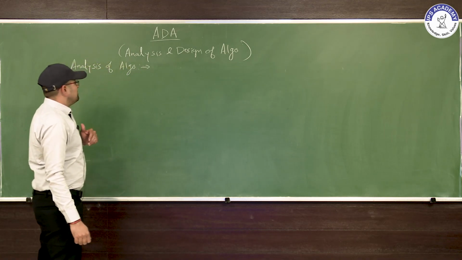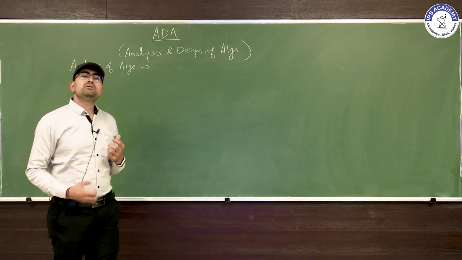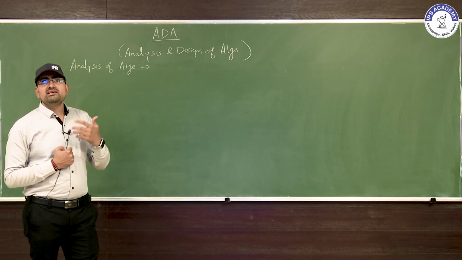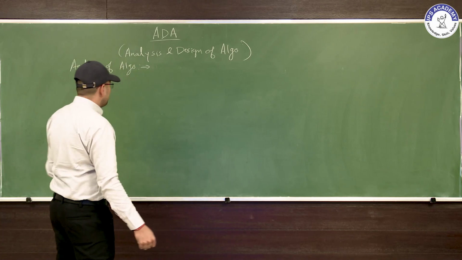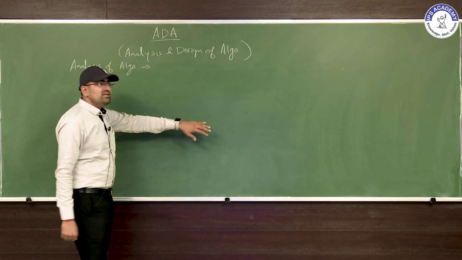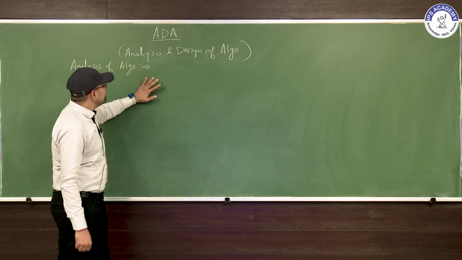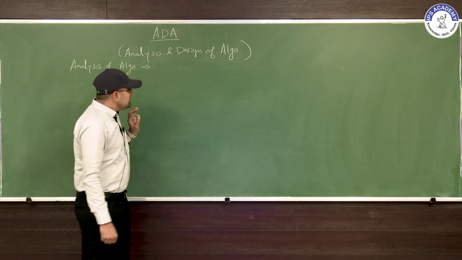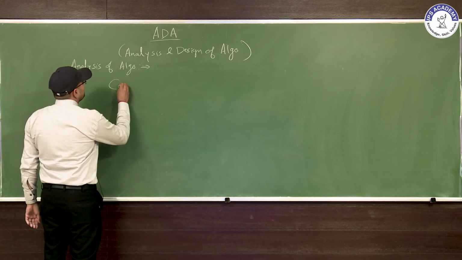Now if we talk about the analysis, then we must have some measuring criteria for analyzing that algorithm, right? For example, for measuring length, we have centimeter, millimeter, kilometer and so on, right? Similarly here, in case of analyzing an algorithm, we must have some parameter. So the parameter that we use is called complexity.